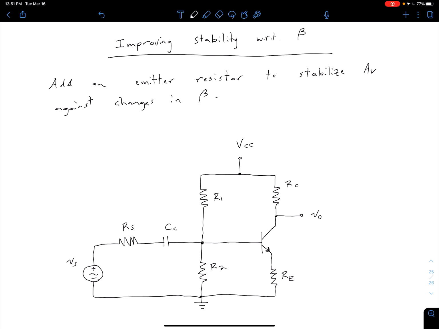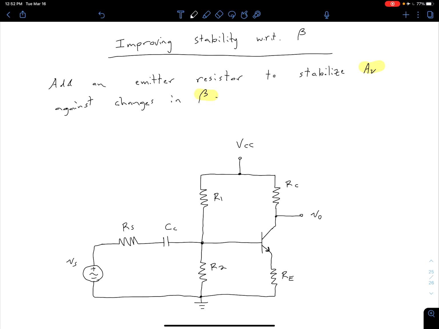In this video, we're going to take a look at how we can improve the stability of that small signal voltage gain. And so what we're going to see is that all we need to do is add an emitter resistor, and that's going to stabilize that small signal voltage gain A sub V with respect to changes in beta. So as our beta is changing, we're not going to see as much change in our small signal voltage gain.